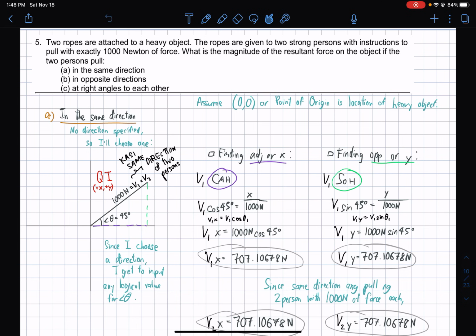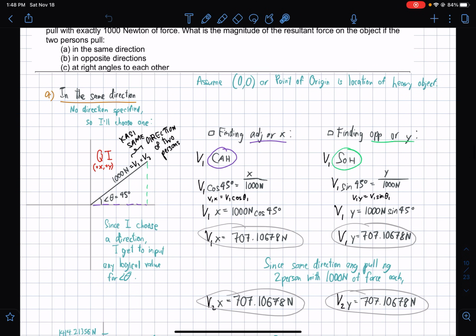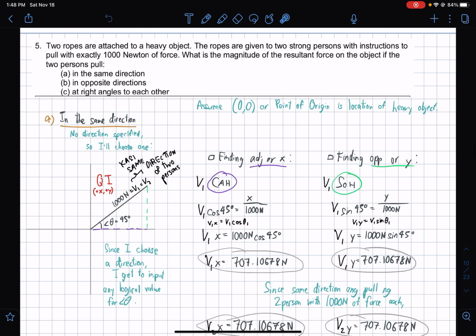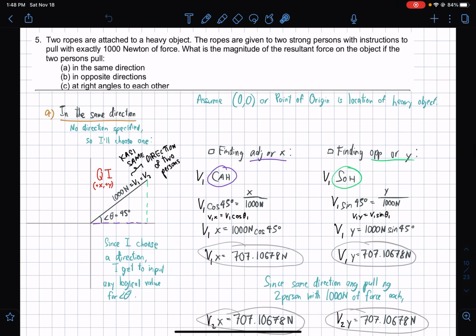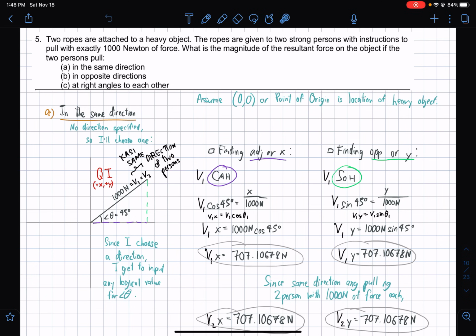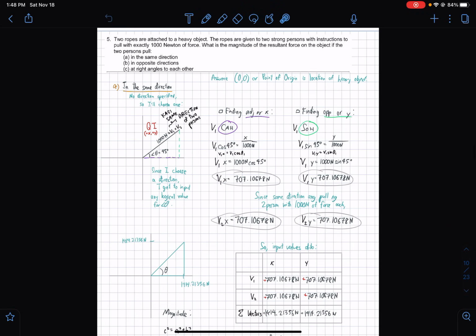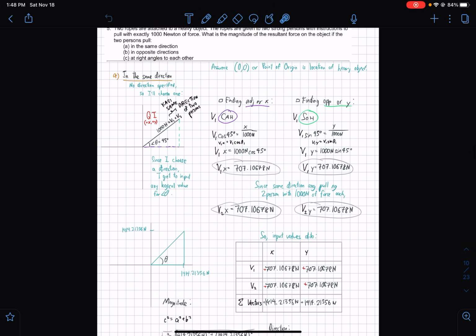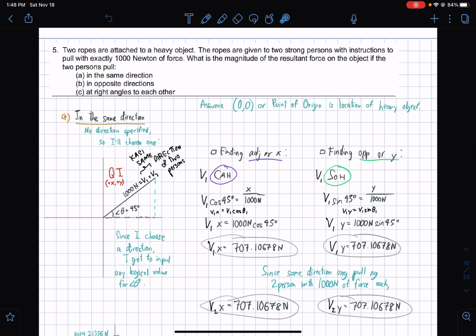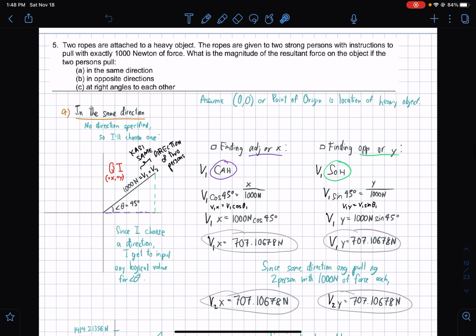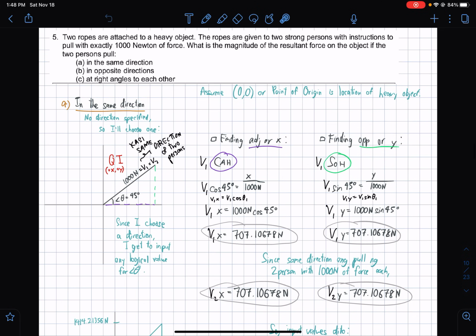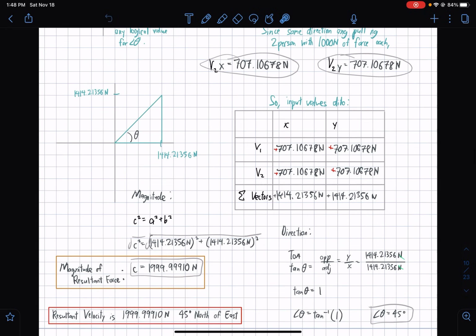For number 5, we have 2 ropes attached to a heavy object. So we have 3 scenarios. For letter A, in the same direction, this is what I came up with. I can't guarantee if my answer is correct, but I tried anyways. Teacher never really checked it, but yeah, schedule's kinda hectic. Still have a lot more things to do than this, but yeah, this is my solution.